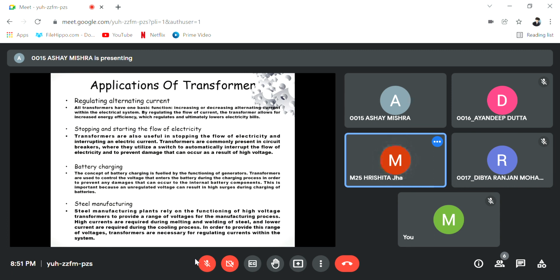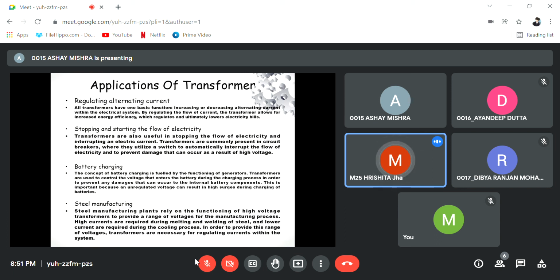Battery charging. The concept of battery charging is fueled by the functioning of generators. Transformers are used to control the voltage that enters the battery during the charging process in order to prevent any damage that can occur to the internal battery component.